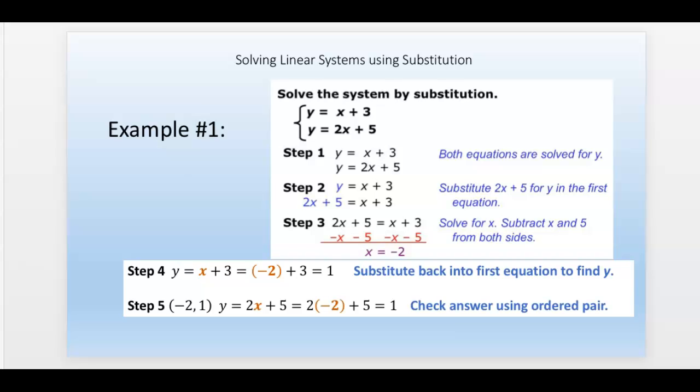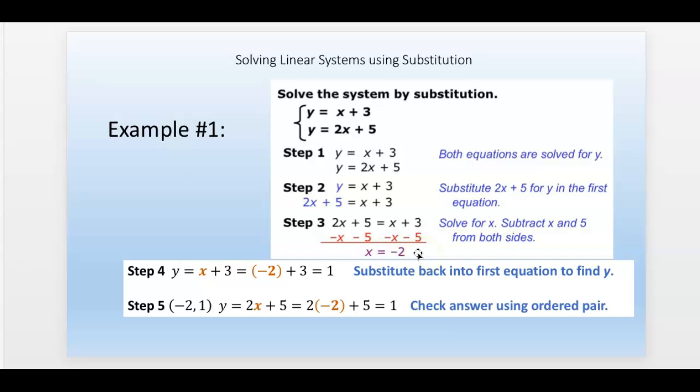In example number 1, here's our system of equations, these 2 linear equations right here. Both equations are already solved for y. Because y equals 2x plus 5, I can substitute it in right here. They're equal to each other. So 2x plus 5 equals x plus 3. Then we can solve and find out that x equals -2. Those are the first 3 steps.